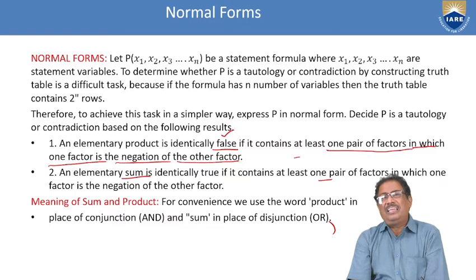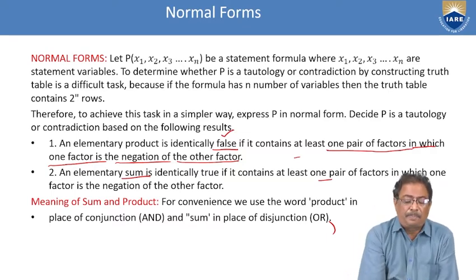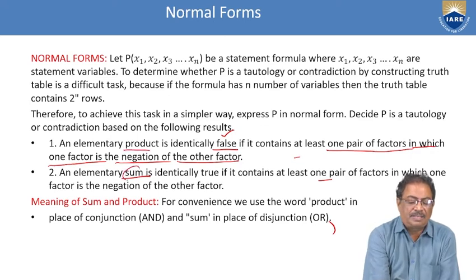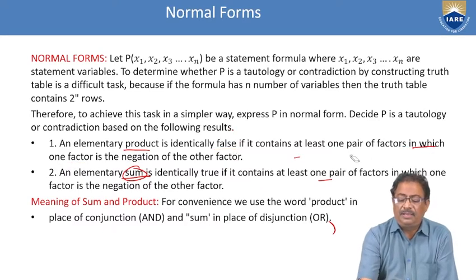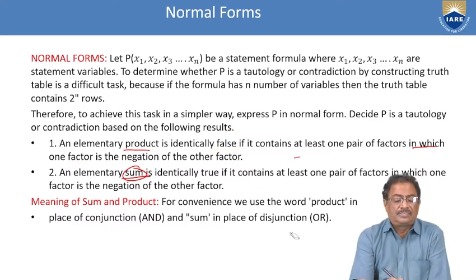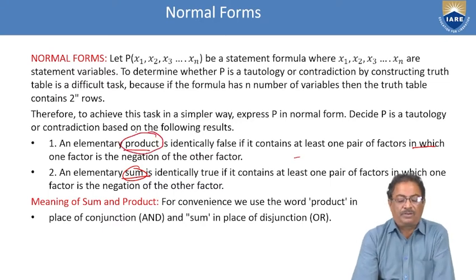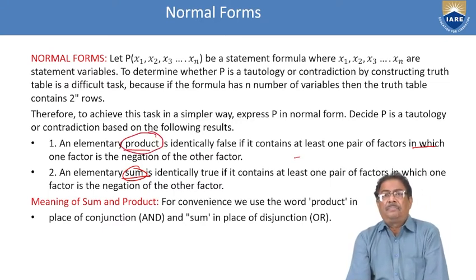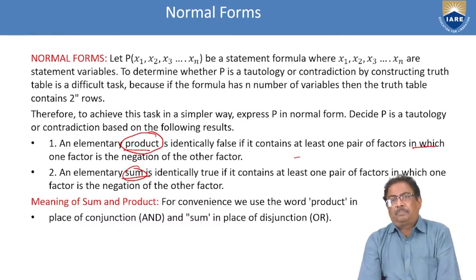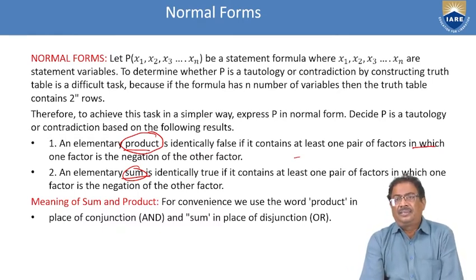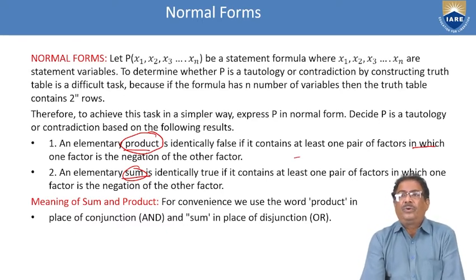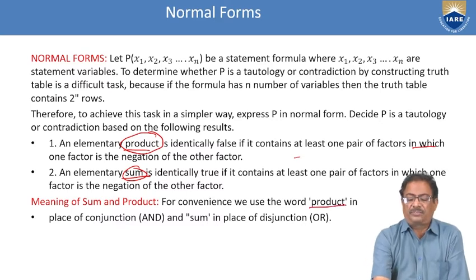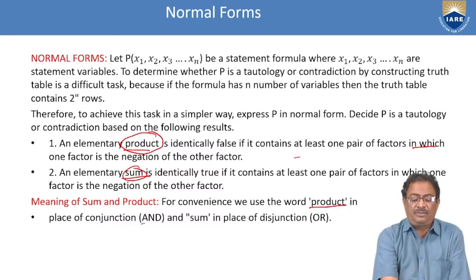Now, what is the meaning of sum and product? See here, the product we have written here, and the sum we have written here. Simply, a sum is nothing but the disjunction, and for convenience, we use the word product for the conjunction, where product is whenever AND will be there.